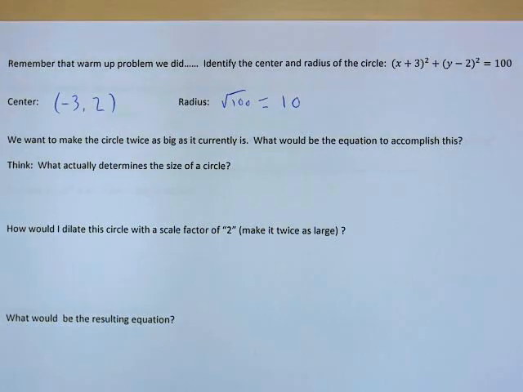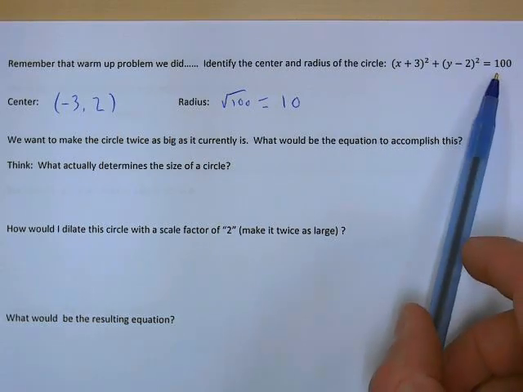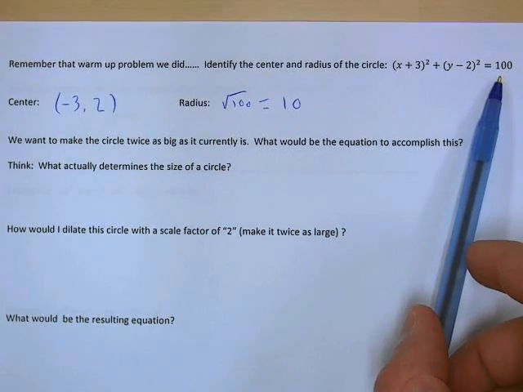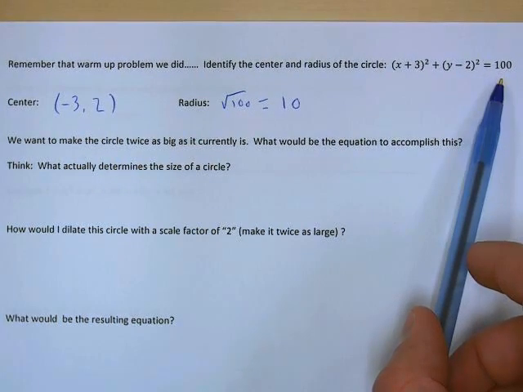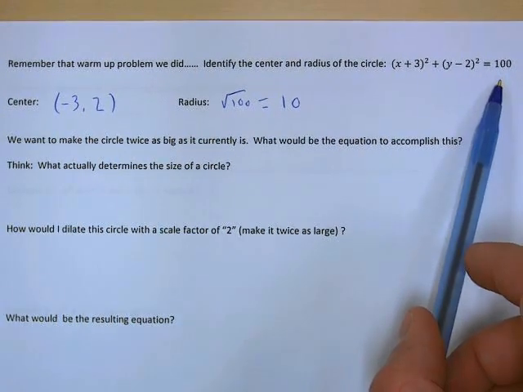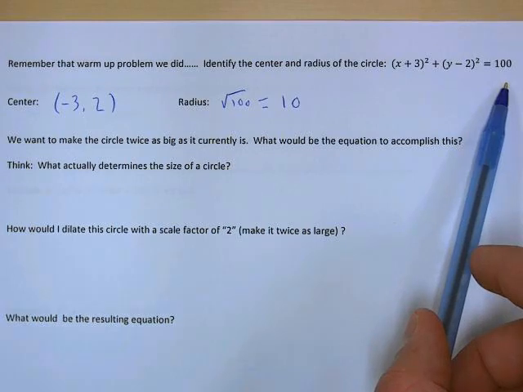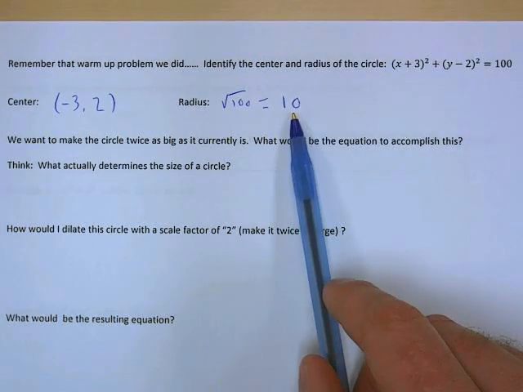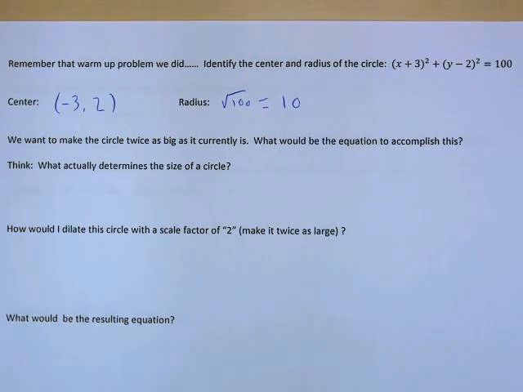All right, we want to make this circle twice as big as it currently is. What would the equation be to accomplish this? Okay, so let's see, what dictates the size of my circle? Well, the radius. And what dictates the radius in our equation? Well, this part. So if I want to make my circle twice as big, do I just double that number? Well, if I double that number, I get 200. Is the square root of 200 twice as big as 10? Well, no, the square root of 200 is not 20. The square root of 200 would be something smaller than 20.